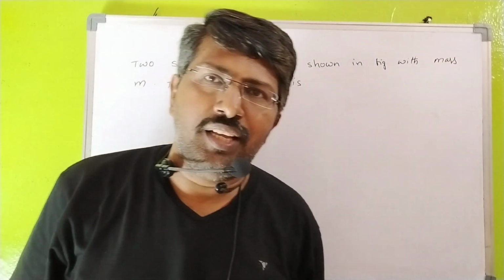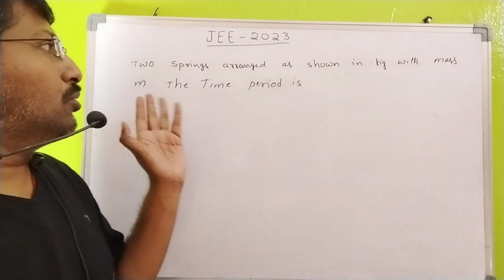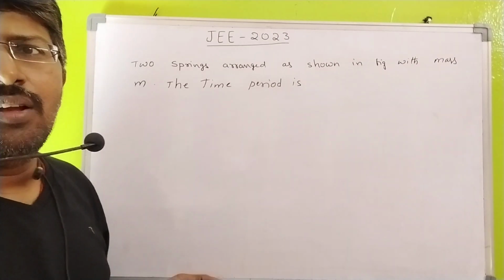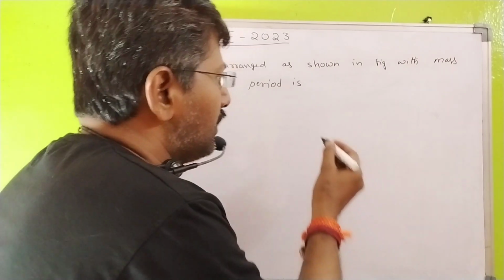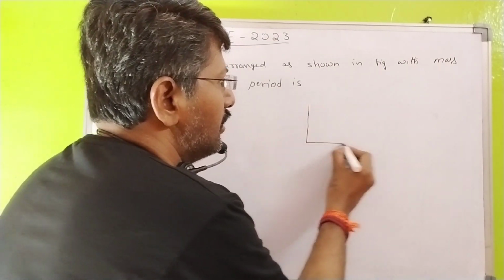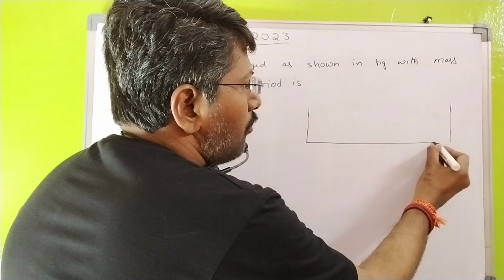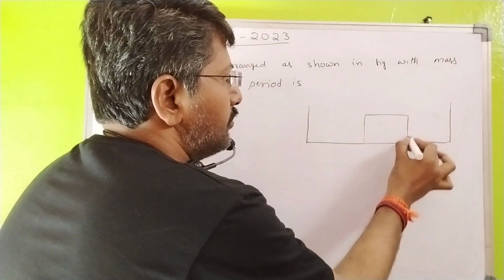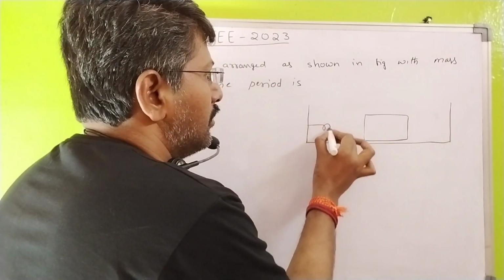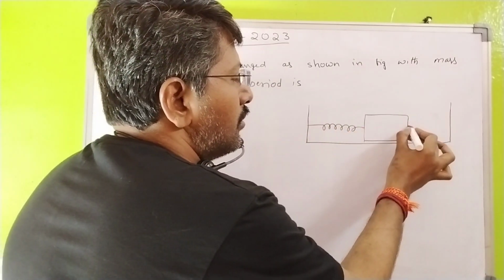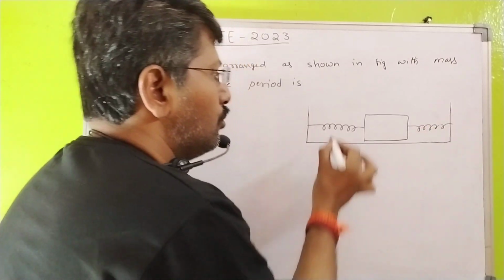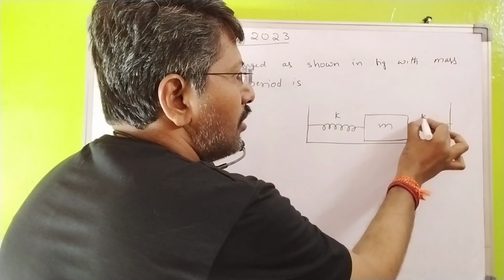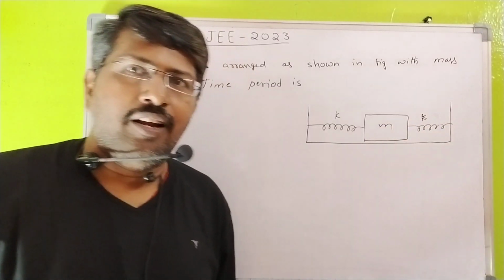Okay, next problem. See here, two springs are arranged as shown in the figure with mass m. They are asking what is the time period. This problem is based on memory orientation. See here, two springs, each of spring constant K, and mass M. They are asking the question of time period.